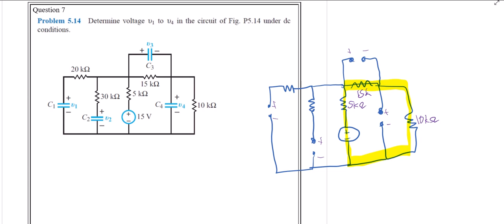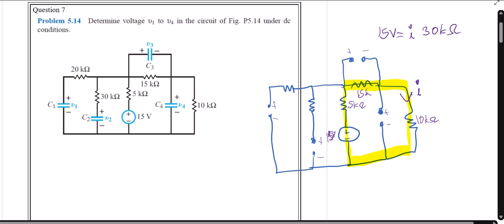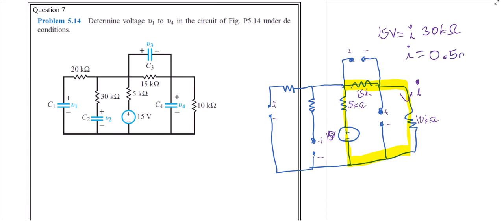And notice that the circuit on the right that I've highlighted is just a circuit with a voltage source and 3 resistors in series. So we can add those up in series and find out what the current is. So I can say that this is 15 volts. I can use Ohm's law. 15 volts equals the current times the resistance, which is 30 kiloohms. So divide 15 by 30K, and I get I equals 0.5 milliamps.